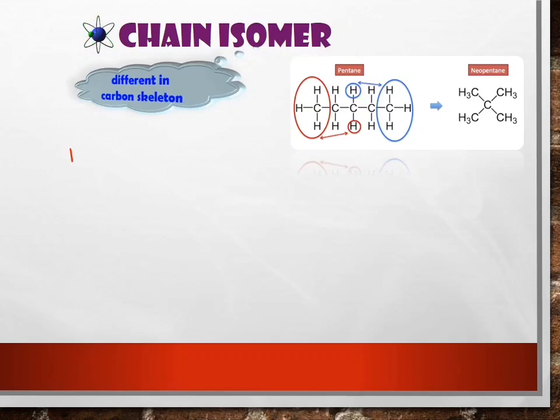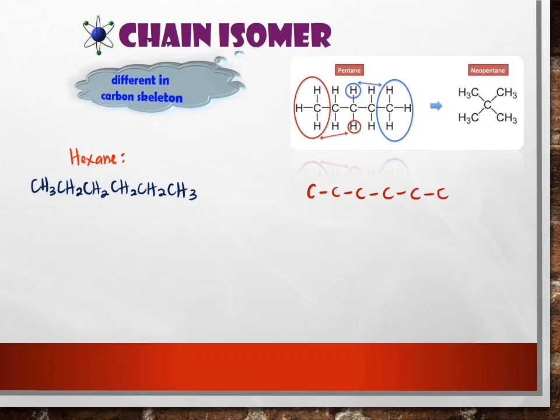For example, we have hexane. The molecular formula of hexane is C6H6. Here, I will draw the structural formula of hexane by using condensed structure. So this is the structural formula of hexane. And then, how to draw the chain isomer for this hexane? This is the simplest method that you can use in drawing the chain isomer. You use the carbon skeleton like this. So we draw the straight chain carbon.